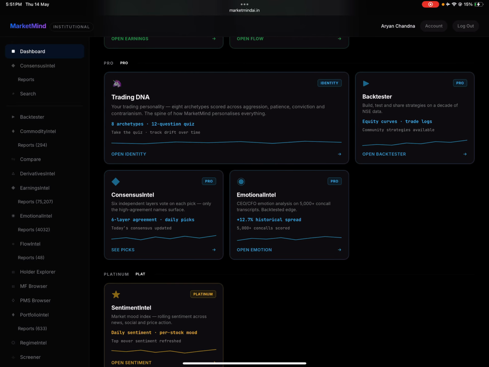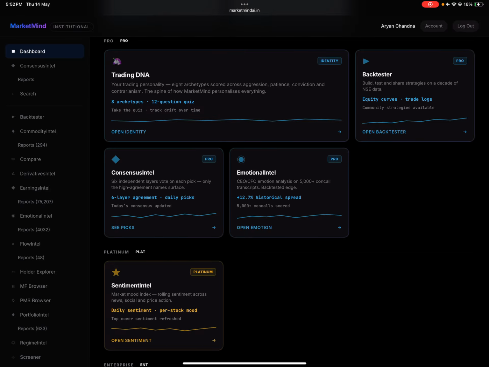Moving on to the pro section, the trading DNA. Now, this is really interesting because what it does is ask you questions about your own trading style, and we try to decipher, through a map that we've configured through analysis of a lot of different traders, what sort of stocks or strategies you like to employ, and we give you customized trade ideas according to your style and likings through that.